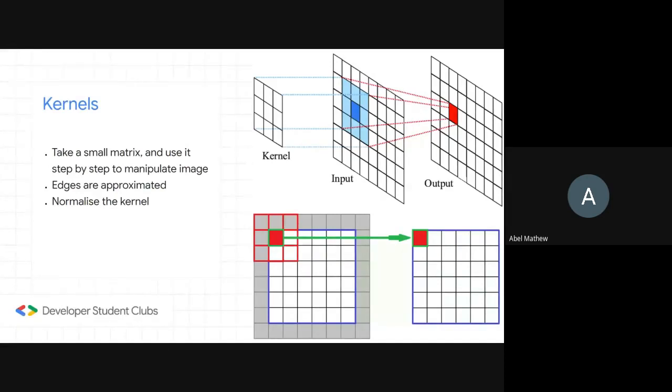We don't do a matrix multiplication. What we do is something known as convolution. The first element of the kernel and the first element of the input are multiplied.